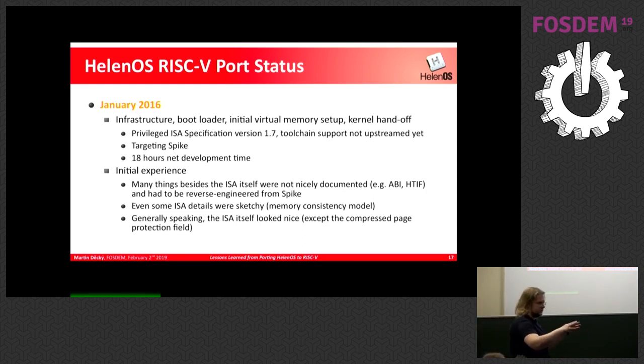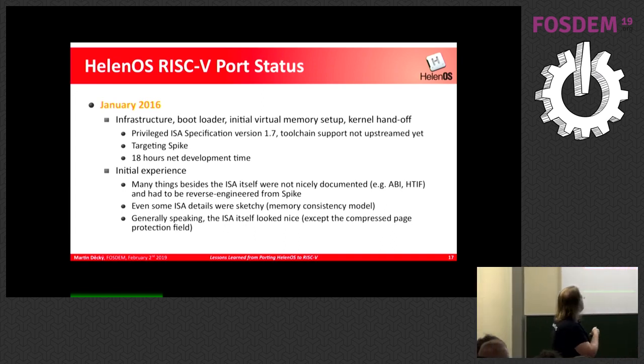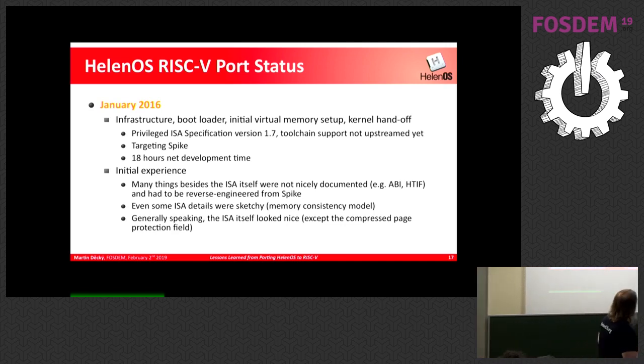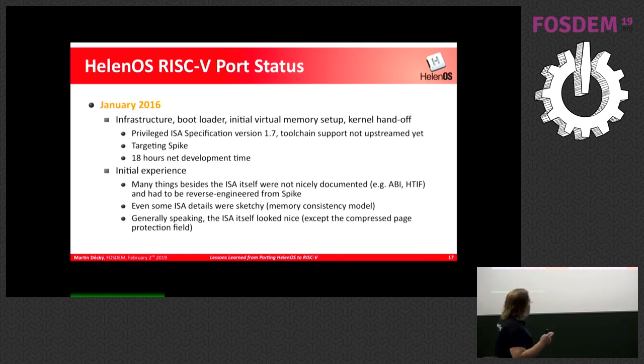So it took me something like 18 hours to get some basic functionality. So to set up the infrastructure, create the directory structure for the platform dependent parts, implement our own bootloader. I just did not like the BBL, so I implemented my own, and then some initial virtual memory management setup and kernel handoff. Some observations from this. Many things were very badly documented at that time. Many things like the ABI or the I/O interface in Spike needed to be basically reverse engineered from the source code of the tools and of the emulator.